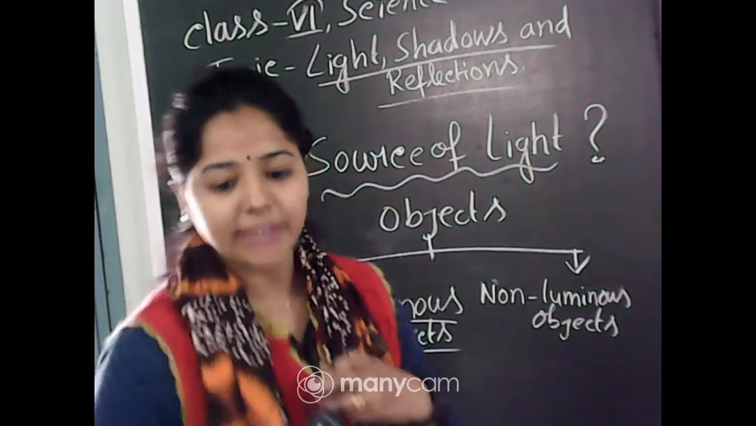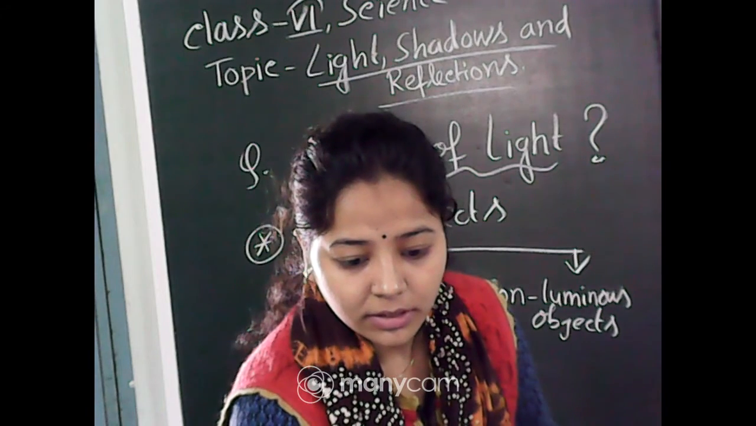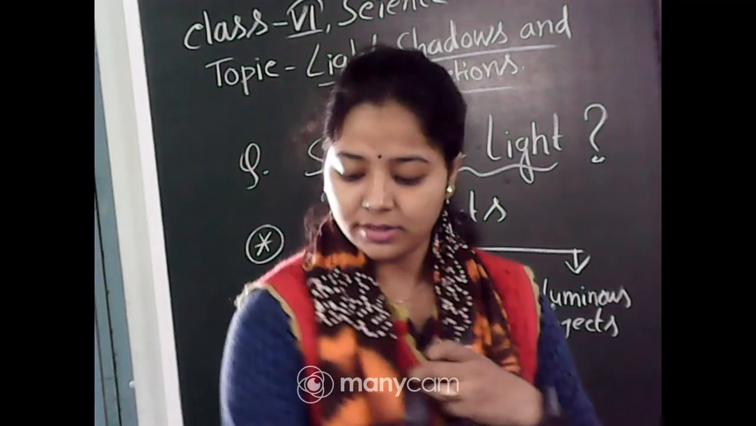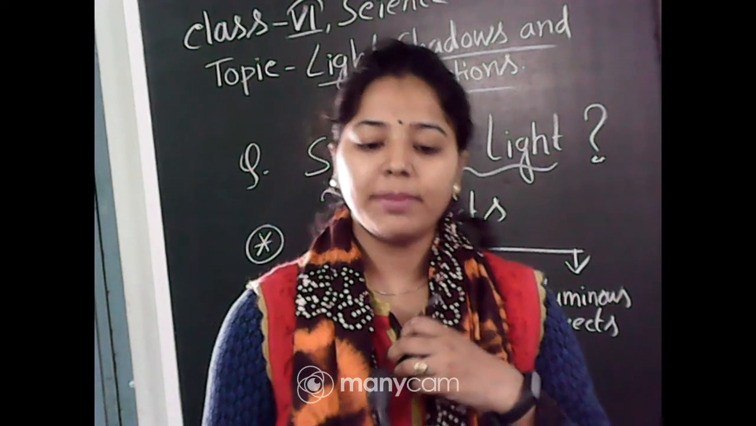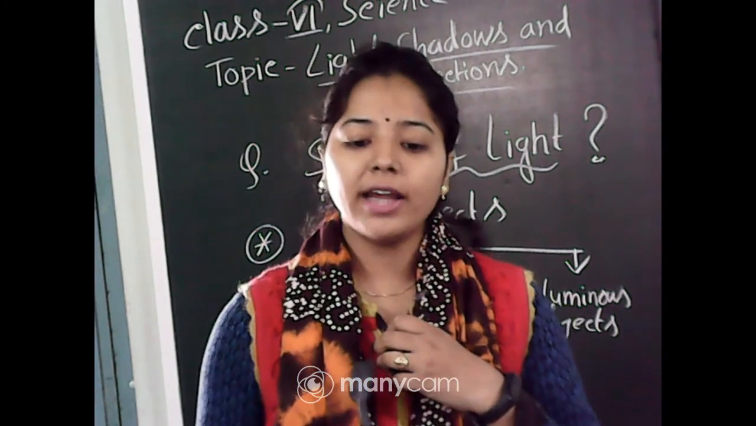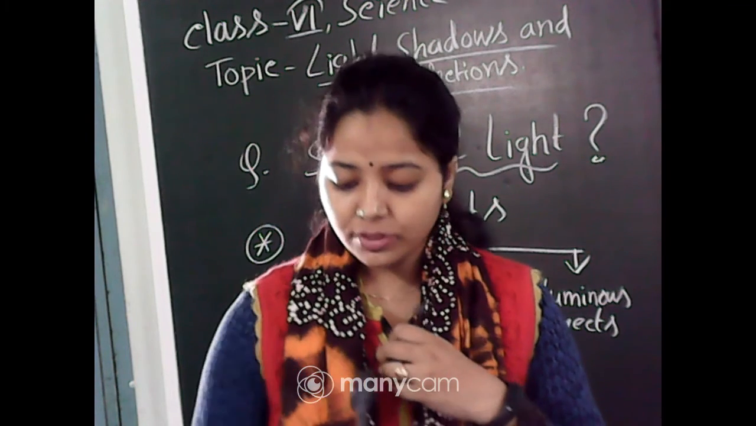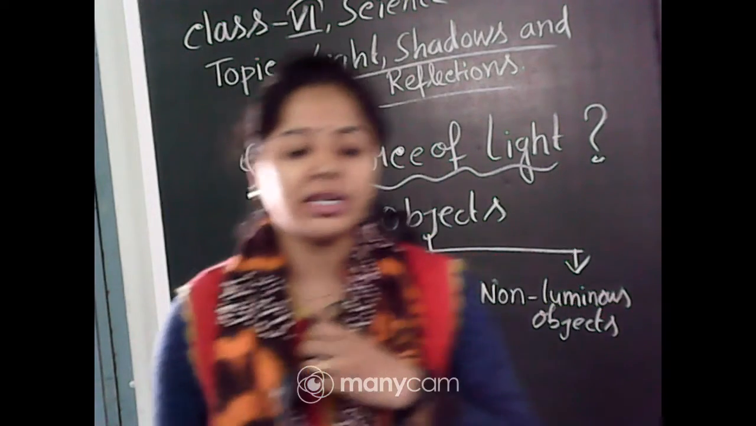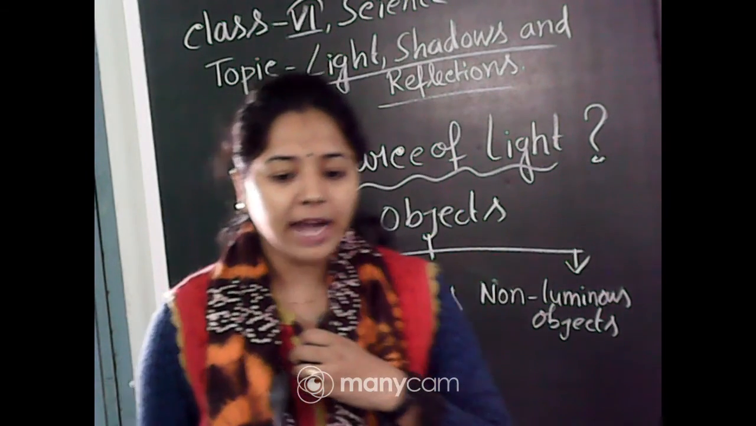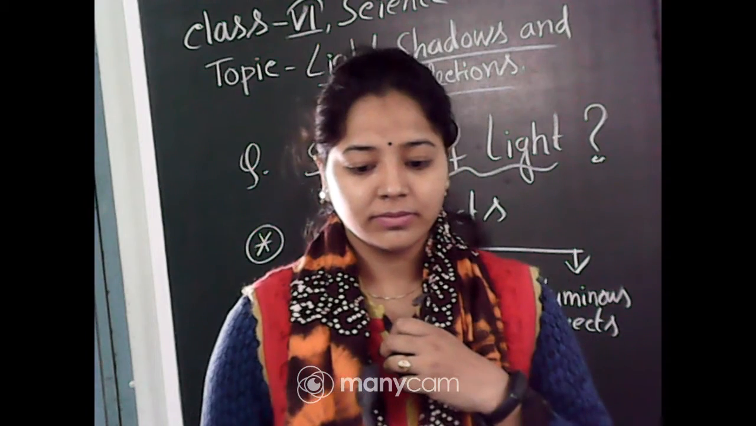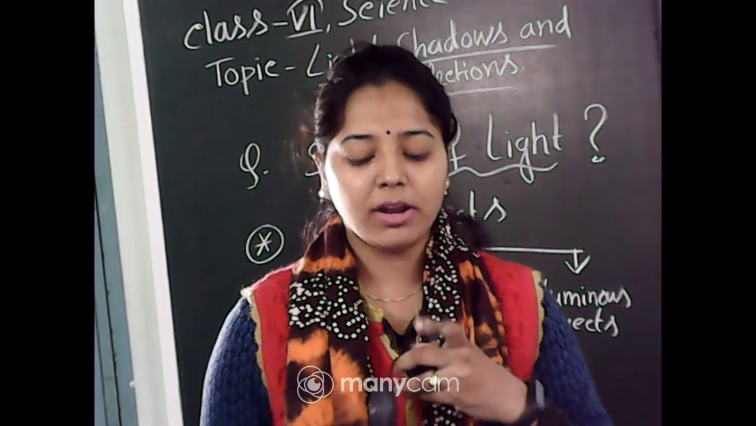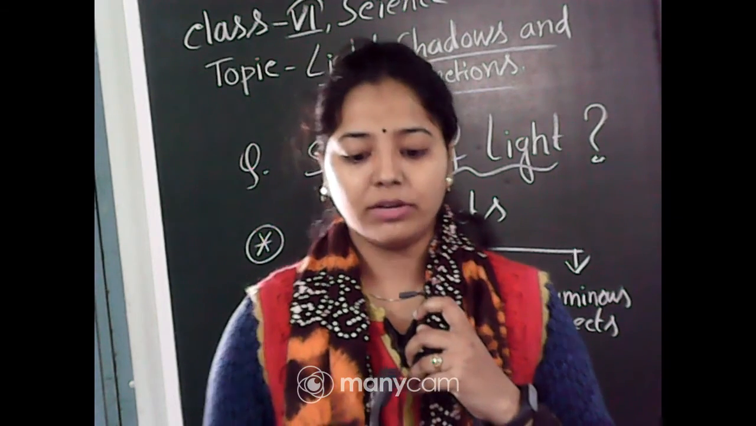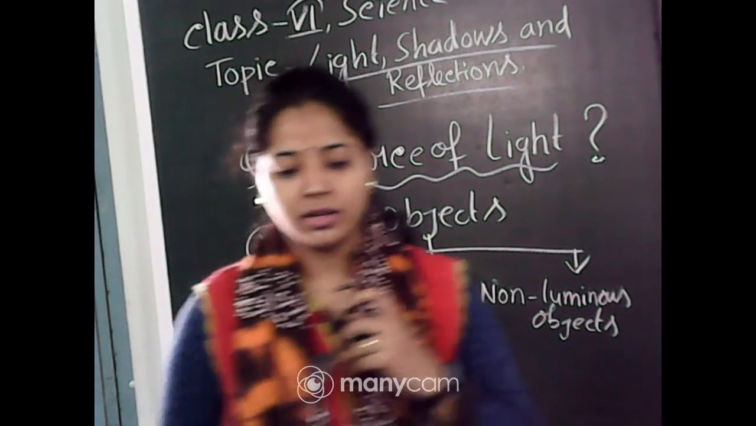Who can say? Please write in your chat box. Yes, very good, Deeptak. Objects that emit their own light or give out their own light, they are called luminous objects. What are the examples of luminous objects? Please write in your chat box. What are the examples of luminous objects? Very good. Sun, torch. Okay.